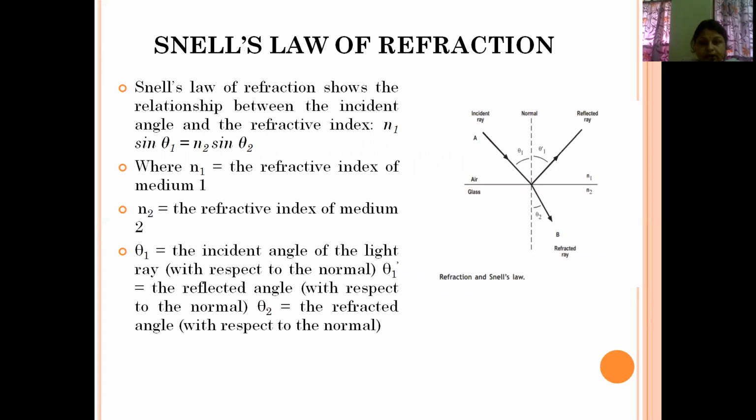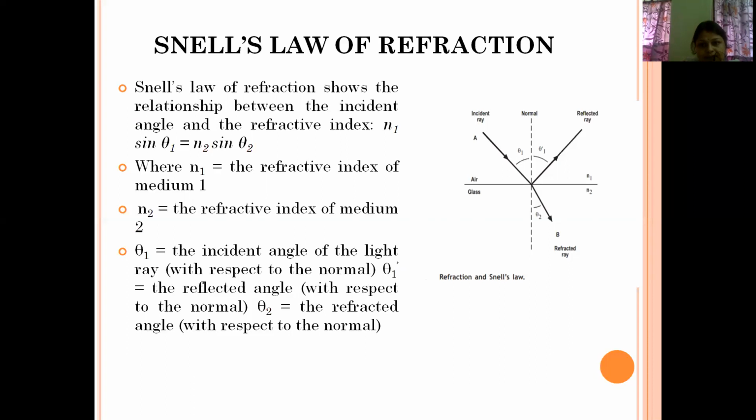It is a very important law for refraction, that is called Snell's law. Snell's law of refraction shows the relationship between the incident angle and the refractive index, where n1 sine theta 1 is equal to n2 sine theta 2, where n1 is the refractive index of medium 1 and n2 is the refractive index of medium 2.